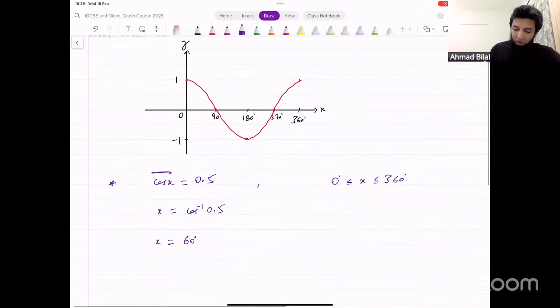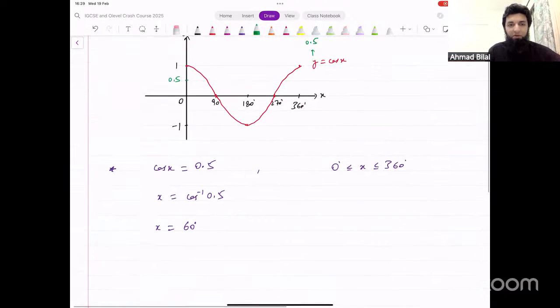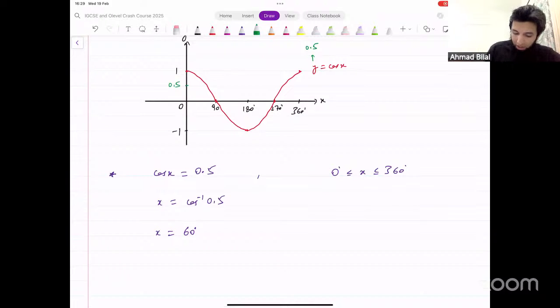It says cos of x equals 0.5. This graph that we have drawn here is for the function y equals cos x, right? This is the cos x graph. They're saying cos x is equal to 0.5. So essentially what we're saying is the y value of cos should be 0.5. This is 0.5 here, right? What's the corresponding x value?